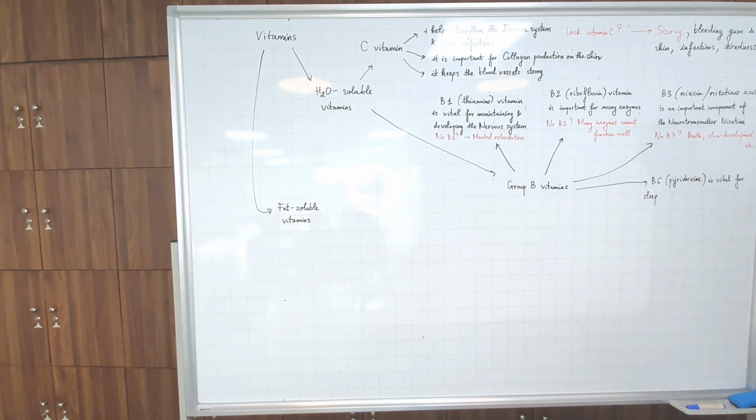Cho nên thiếu B6 không ngủ được. Nó bị giống như cái tình trạng mà cái thần kinh nó cứ bị kích hoạt quá, không ngủ được. It's vital for sleep, pyridoxine. And many nerve functions. Và nhiều cái chức năng thần kinh khác nữa. So no B6.